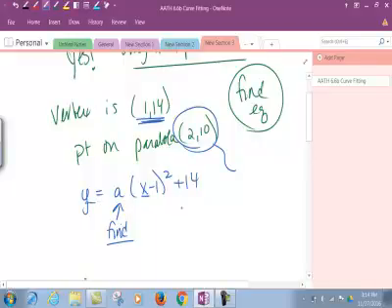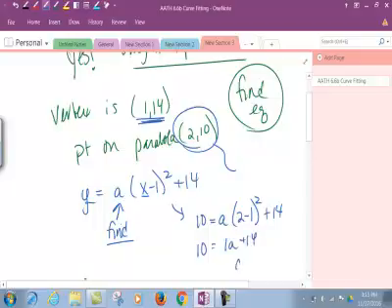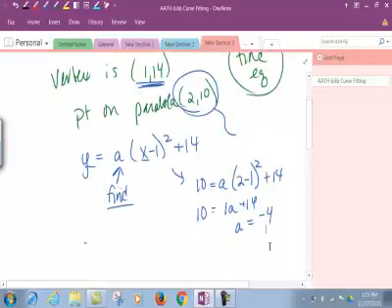All right, so I'm going to rewrite this. I'm going to put 10 in for y, a stays a, I'm going to put 2 in for x, and then solve for a. So I get 10 equals 2 minus 1 is 1 squared, so 1a plus 14, a equals -4. So the vertex form of my parabola is y equals -4(x minus 1) squared plus 14.